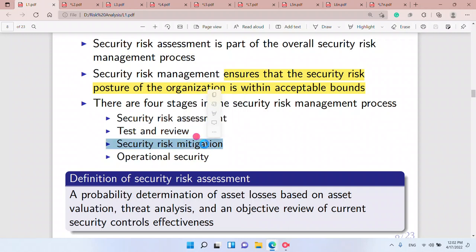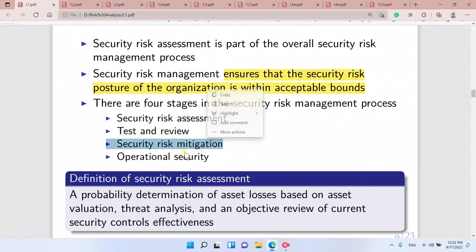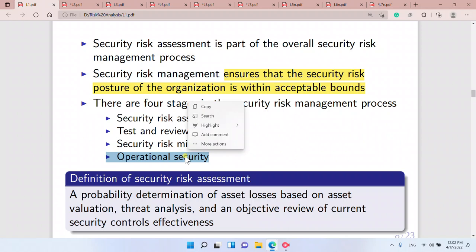Then we test and review. Then we mitigate according to the results. And then we operate.